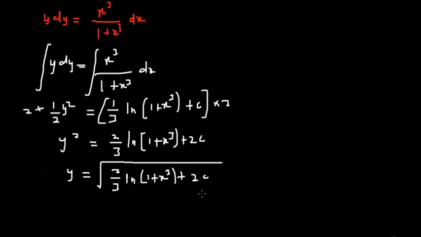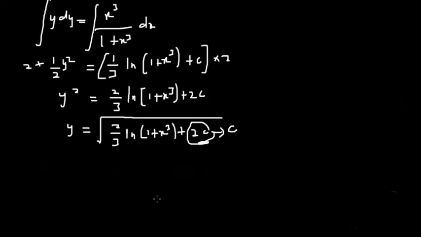But note that you either keep 2c or just leave it like that, because the c isn't going to change anything. It's insignificant to a certain point. So you can just omit the 2 and represent the entire thing with just a c. Right, so let's move on to the third example.